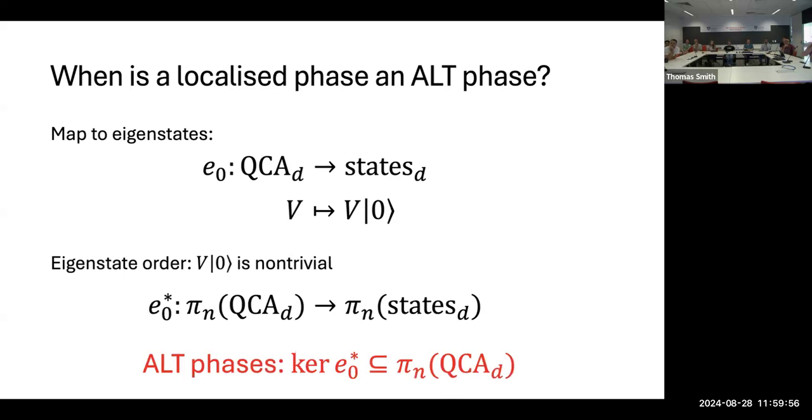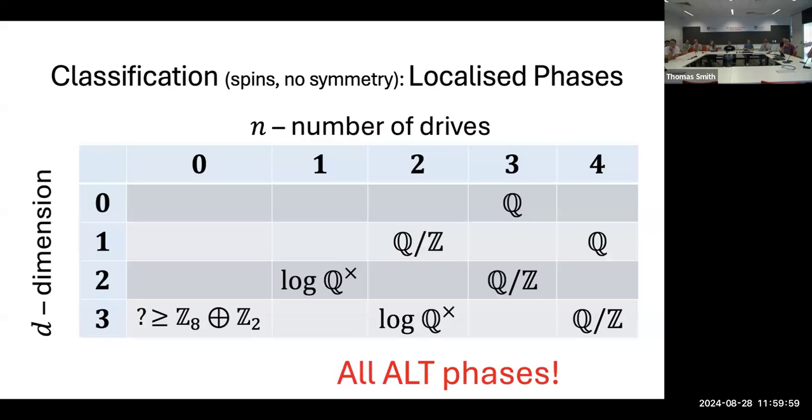Let me skip this slide. There's a way to say when something is an alt phase, and if you apply that test to the elements of this table, all the non-trivial things which I wrote are alt phases. So while for spin systems without symmetry there are no ground state phases of localized models, these are commuting projector models. It turns out that there are many alt phases, including ones in static systems.